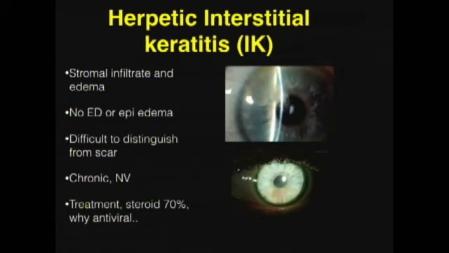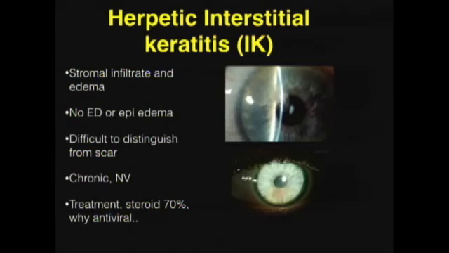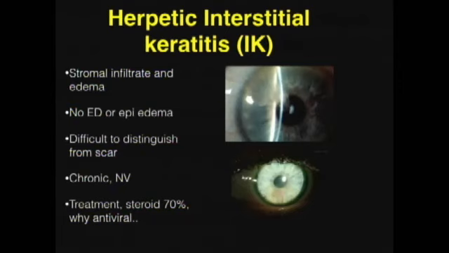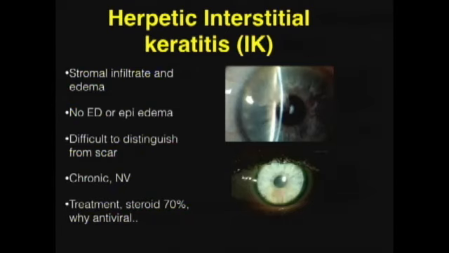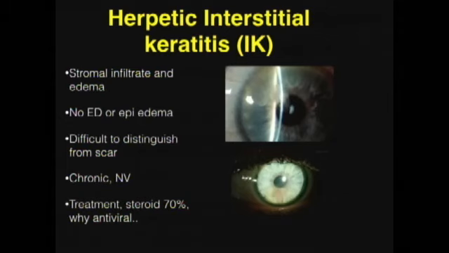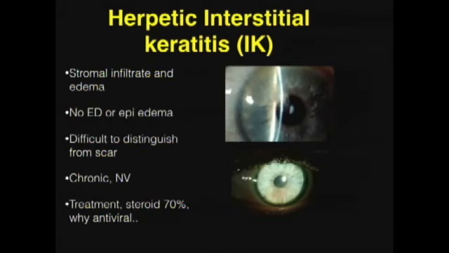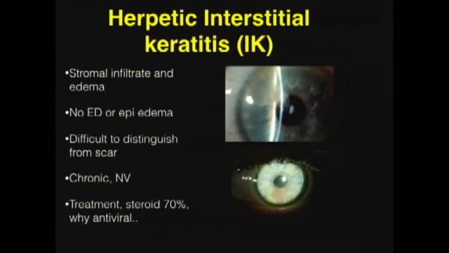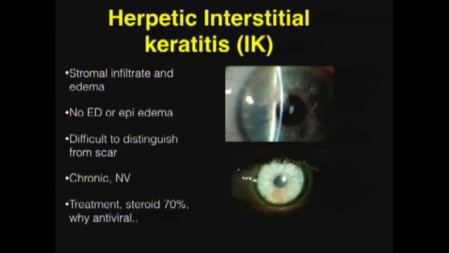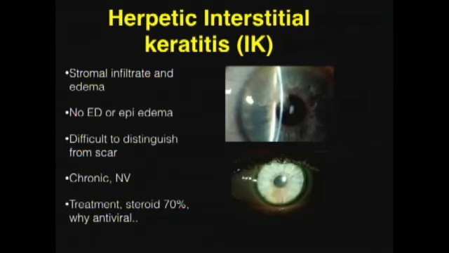Sometimes it's very difficult to differentiate between active IK and a previous scar. And things that might help you to differentiate between these two: presence of edema, and the patient will be symptomatic. You said presence of edema, and how you can look for it. When you take a slit beam, usually with the scar there is some thinning. However, with active stromal keratitis or IK, the cornea will be slightly swollen. And the patient's symptoms. Actually, with time, the patient will know exactly when the virus is active. So you need to take his symptoms into consideration.